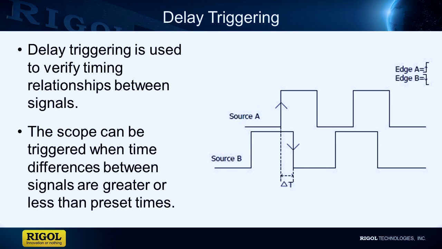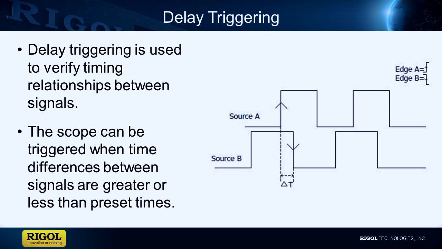The timing of signals in your circuit can be critical, and being able to verify proper timing can greatly aid troubleshooting. With delay trigger, you can trigger on faults where required minimum and maximum times between edges of two signals are not being met.